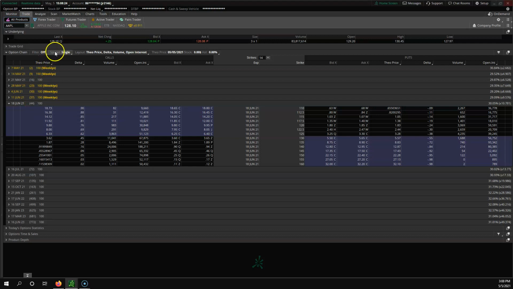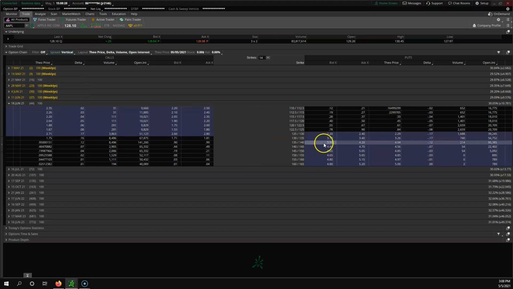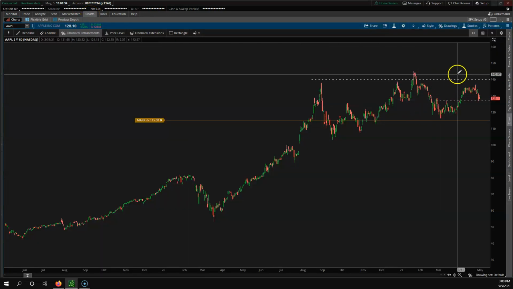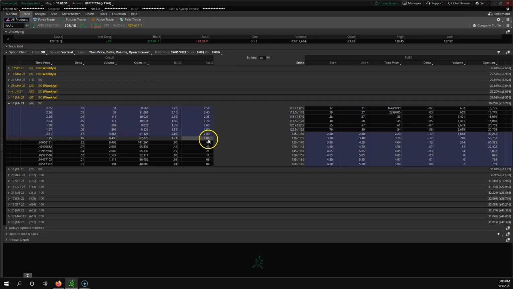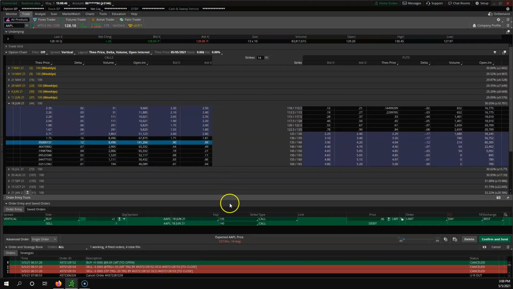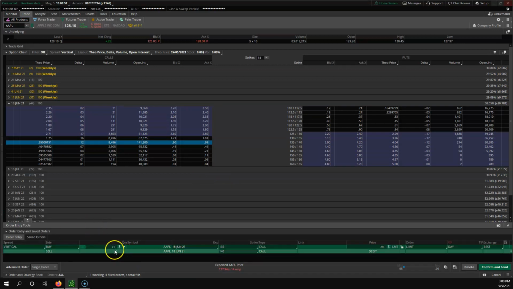We're going to come over here under spread. We're going to go to vertical, okay? And then we're going to go, okay, if we think we're going to get to the 140 level, right? That's our ultimate target. I'll probably want to look at the 135, 140 bull call spread. So what I'm going to do is come over here. I'm going to left click the ask side, right? You want to make sure this is green, okay?